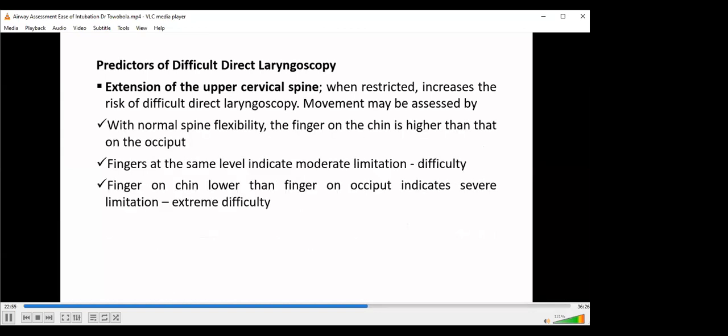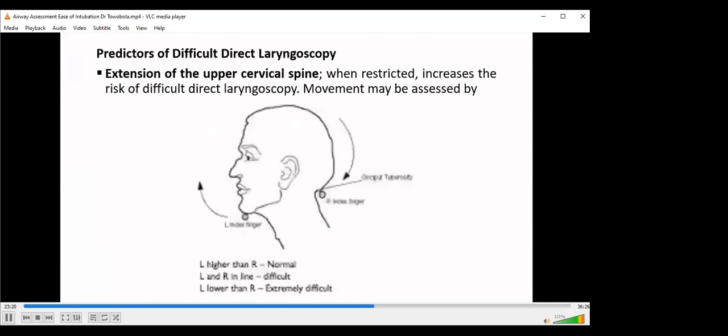With normal C-spine flexibility, the finger on the chin is higher than that on the occiput. When the fingers are at the same level, it's indicative of moderate limitation. When the finger on the chin is lower than the finger on the occiput, it indicates severe limitation. The next slide is a pictorial description of what I just explained.